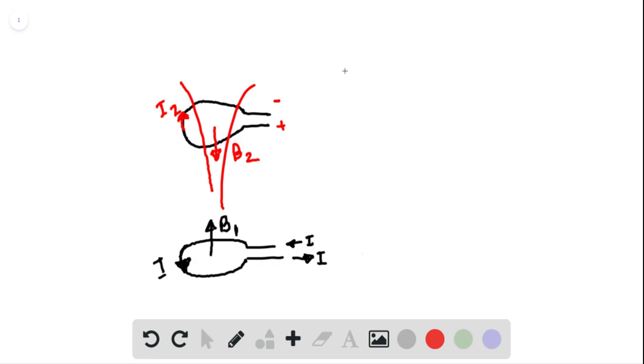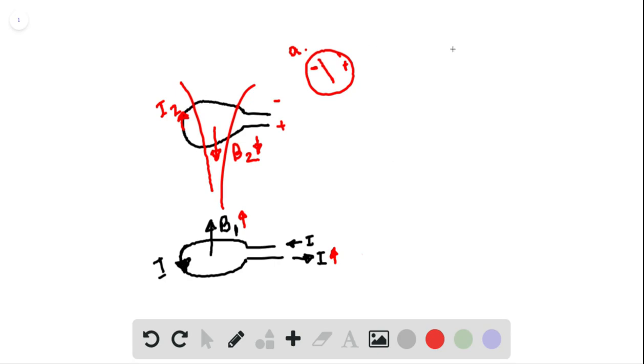And hence, in this case, for part A, when I is increasing, B1 is increasing, which means the opposing magnetic field B2 is increasing, which means the current is flowing in this direction. So the needle points towards the negative direction, and my negative direction is on this side, so the needle will point in that direction.